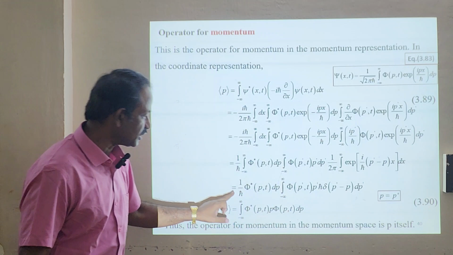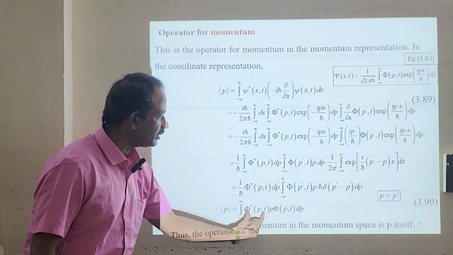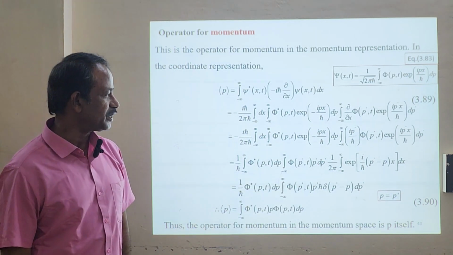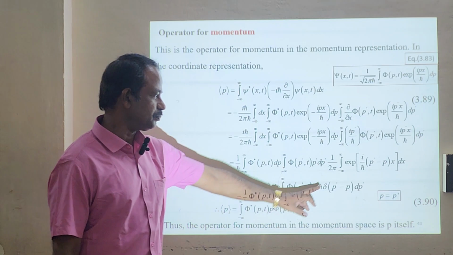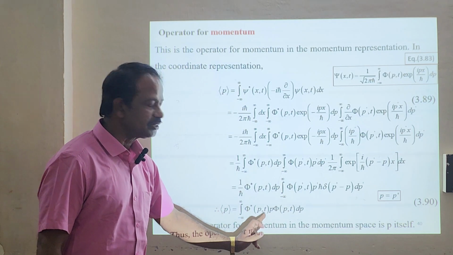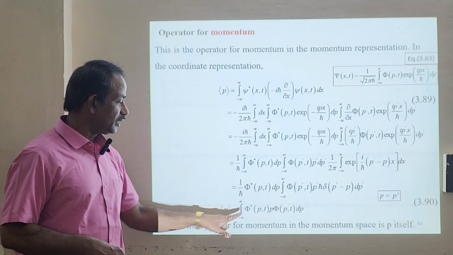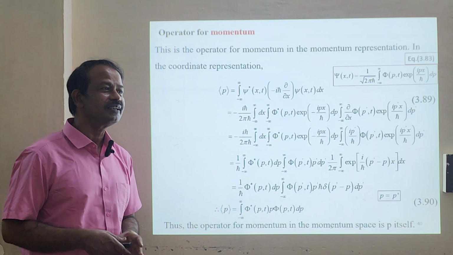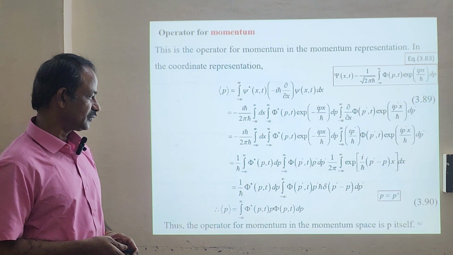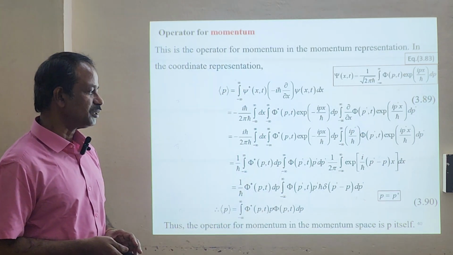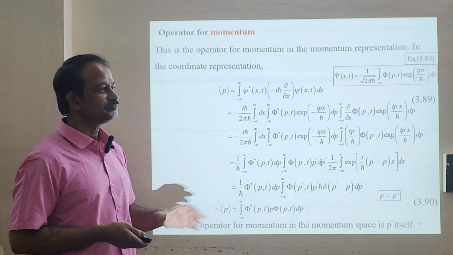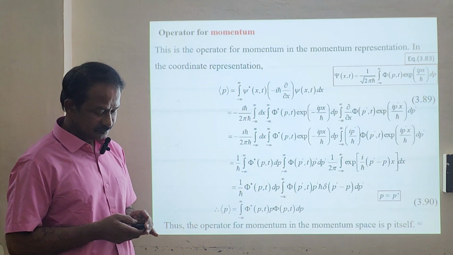So this h bar and this h bar will get cancelled. Remaining term, you can write this term. When p becomes p prime, as usual, this will become 1, and this term we have written like this. So P is sandwiched between your ordinary wave function and its complex conjugate, which is nothing but your expectation value. So what is this one then? The operator for momentum in the momentum space is p itself. So this is the operator. Is it okay? p itself.